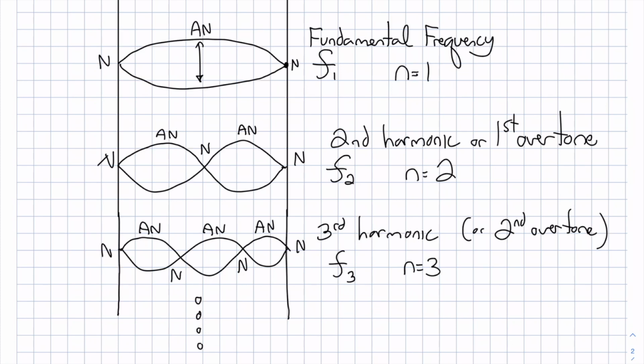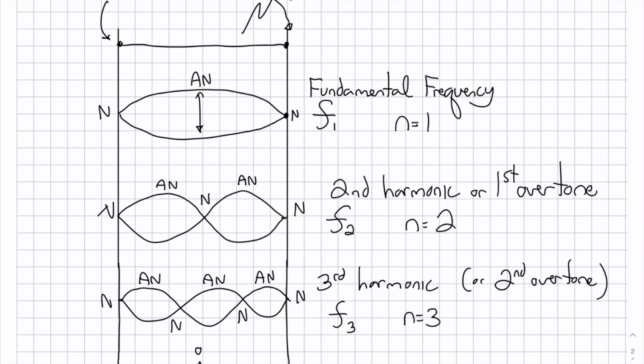So you may be wondering, is there a way we can predict what frequencies we're going to get these standing waves to happen at? Because F1, F2, and F3 are very specific. So how can we go ahead and calculate those? Here's what we're going to do. We're going to apply this. Let's look at string instruments.